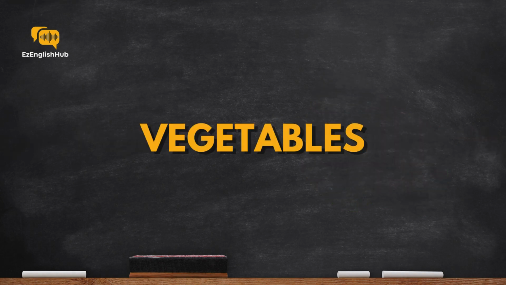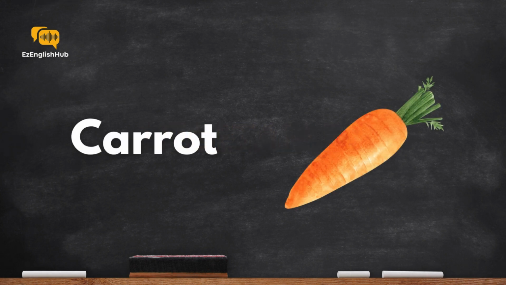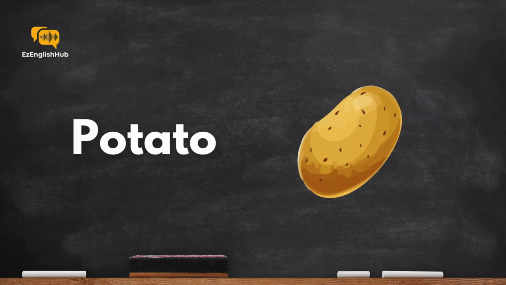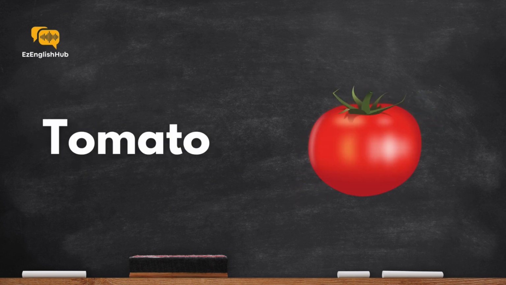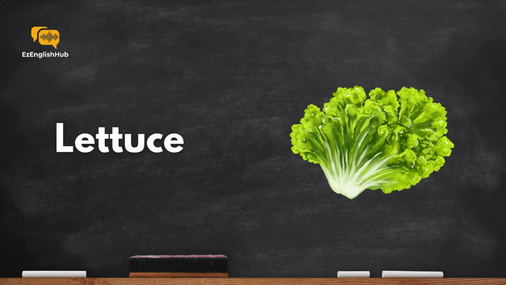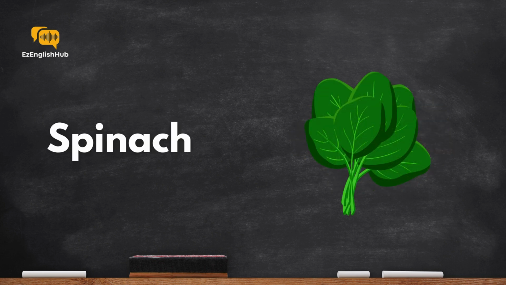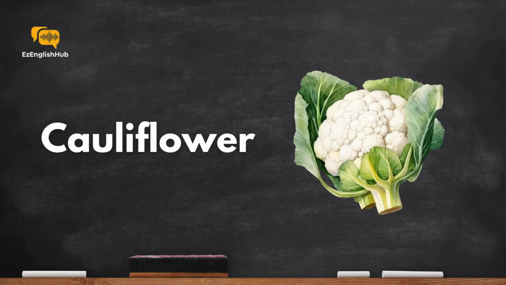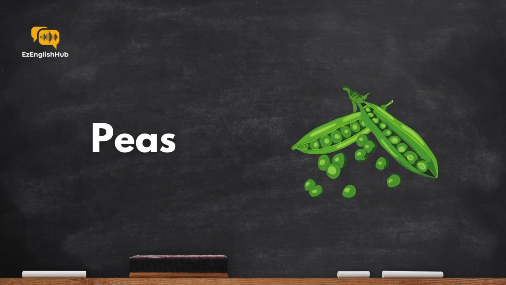Now, let's discover some common vegetables together. Listen and repeat after me. Carrot, potato, tomato, lettuce, spinach, broccoli, cauliflower, peas.